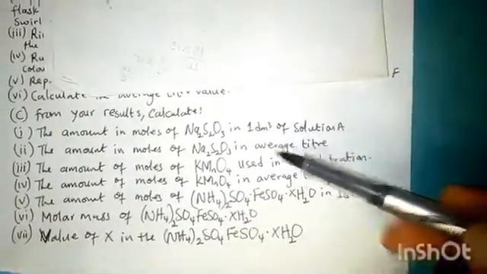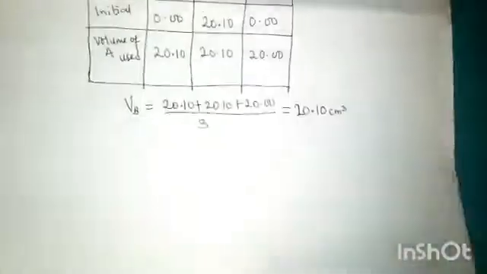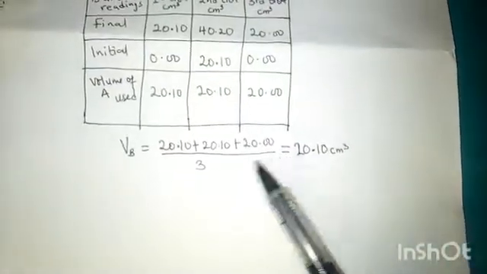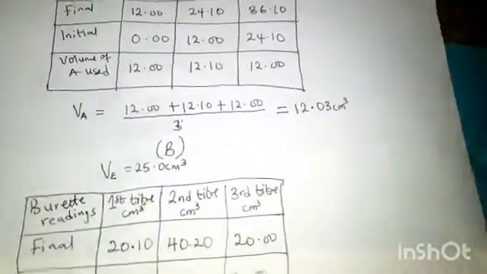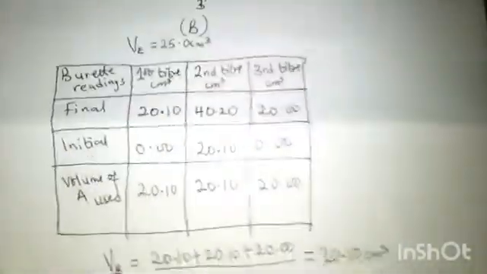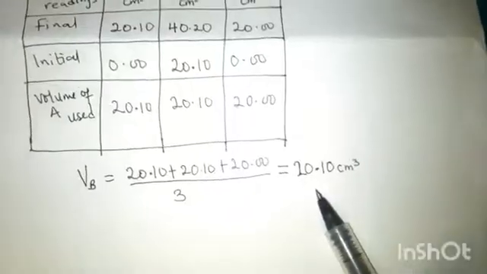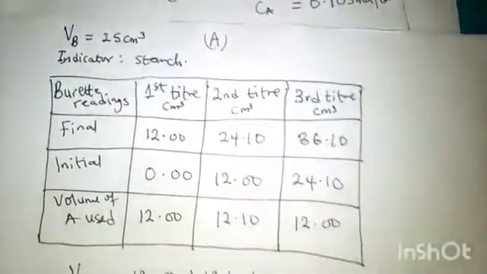So that is the number of moles according to this question, the number of moles in average titer. Now I want to get the amount of moles of KMnO4 used in each titration. In this titration, we use KMnO4 as our B, and in this titration, we use KMnO4 as our B as well. The volume of KMnO4 used here is 20.10, then the volume of KMnO4 used here is 25 cm³.